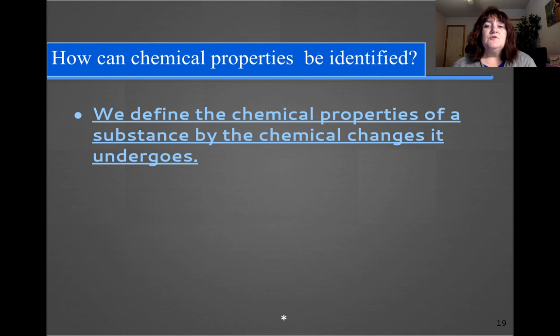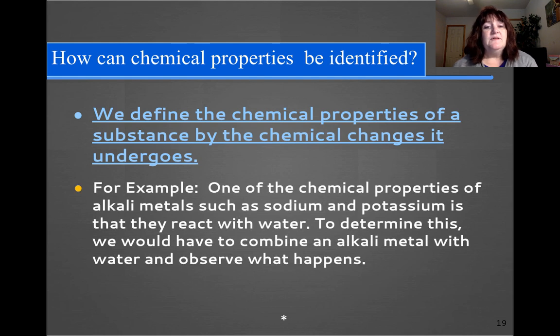We define a chemical property of a substance by the chemical change it undergoes. For example, one of the chemical properties of alkali metals, such as sodium and potassium, is that they react with water. To determine this, we would have to combine an alkali metal with water and observe what happens. Here's a video of just that thing.